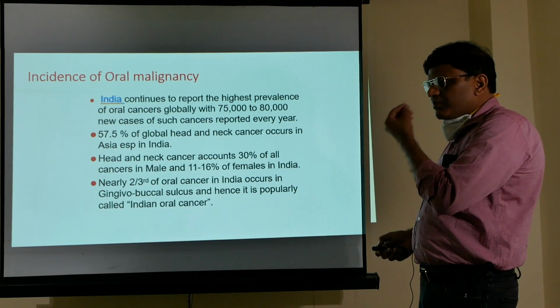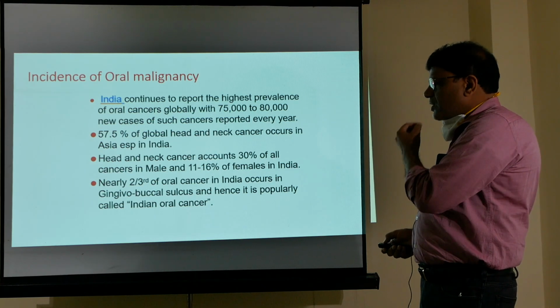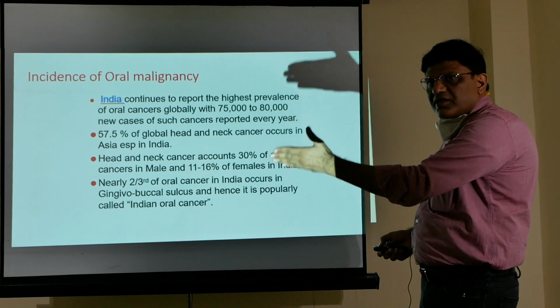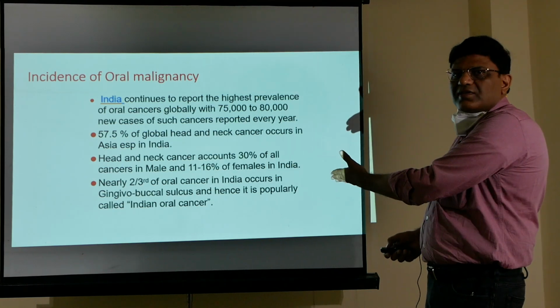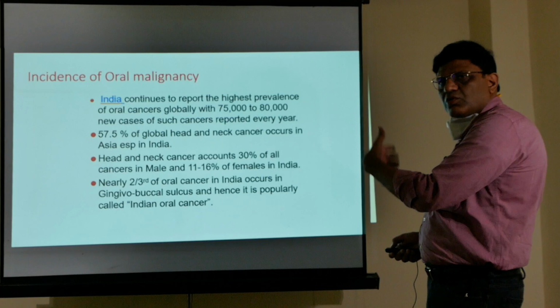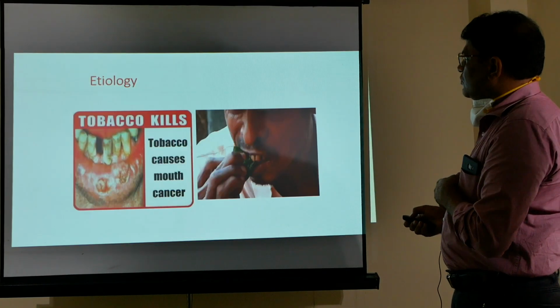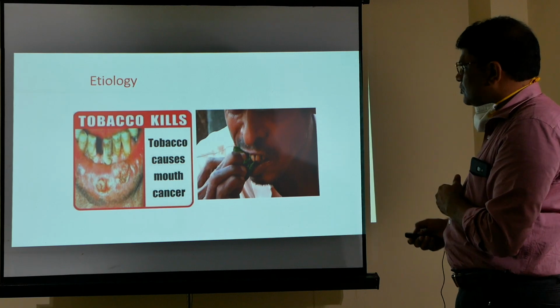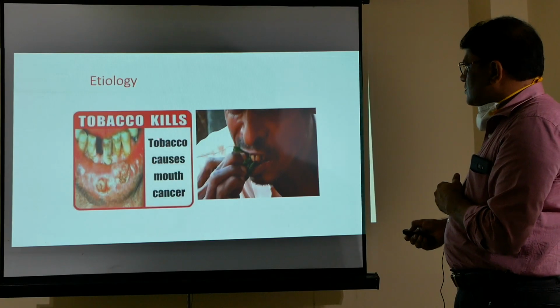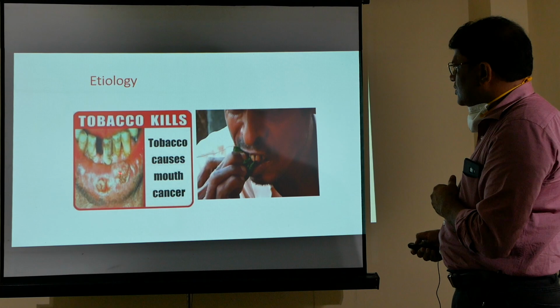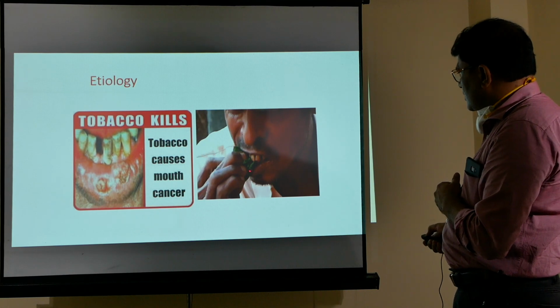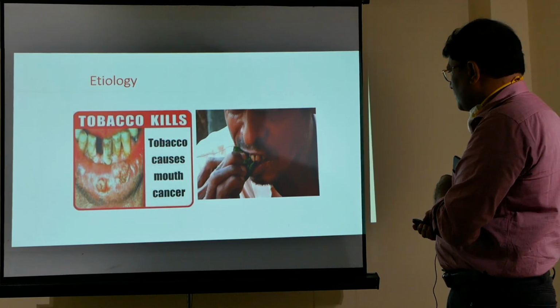Because whenever the people eat gutka or masala, the oral secretions stagnate into the gingivobuccal sulcus and they stay in contact for more time. So that is the reason for that. Now, if you see the etiology of tongue cancer, you see tobacco kills. Tobacco causes mouth cancer.